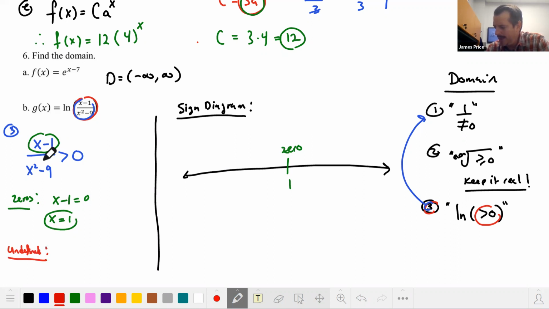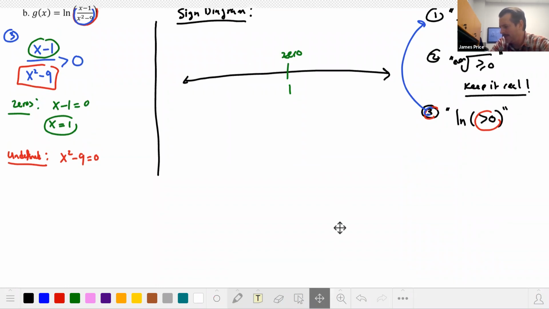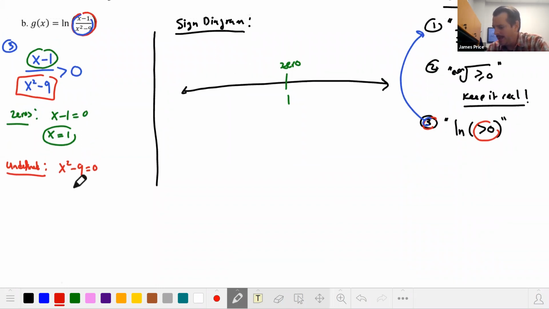And so where is it undefined? Well, that's when the denominator is equal to 0. So x squared minus 9 is equal to 0. This is kind of a simple one. You can move over the 9, but I like to factor so I don't lose any information, because sometimes if I don't factor, I'll forget the plus or minus on the square root. So I like just to factor.